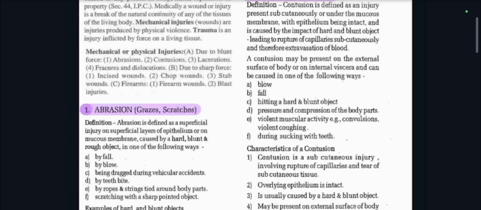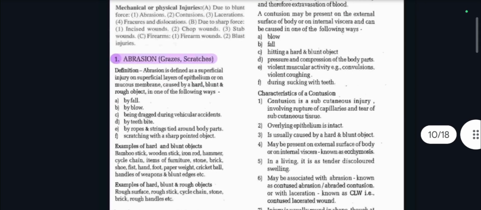Under blunt force, we have four subtypes: abrasions, contusions, lacerations, and bone fractures. Under sharp force, we have three types: incised wound, stab wound, and chop wound. And under firearms, you have two things: firearm wounds and blast injuries. So coming to the very first point, that is abrasion.